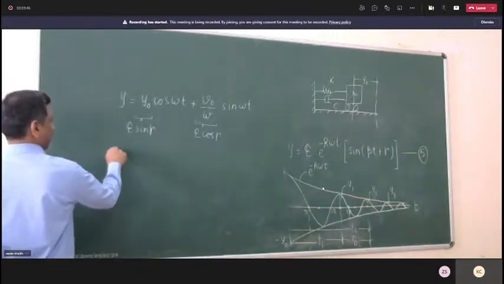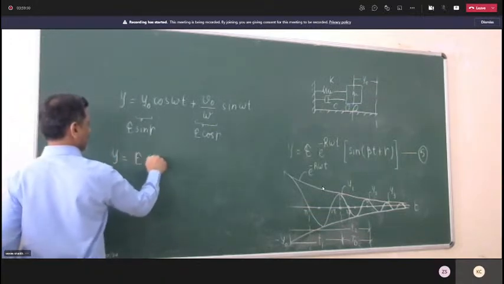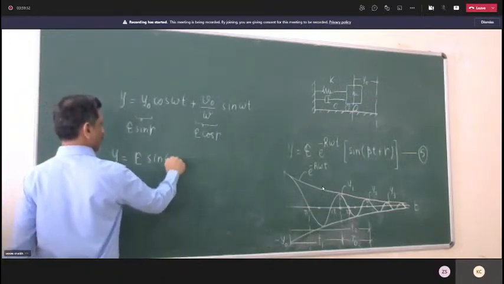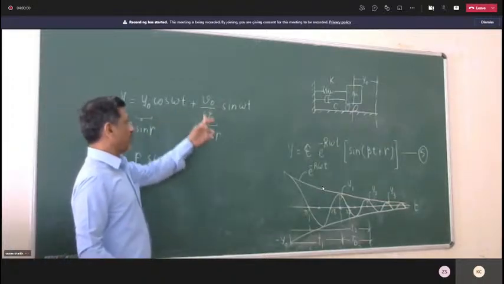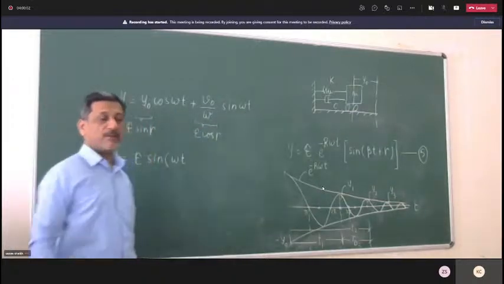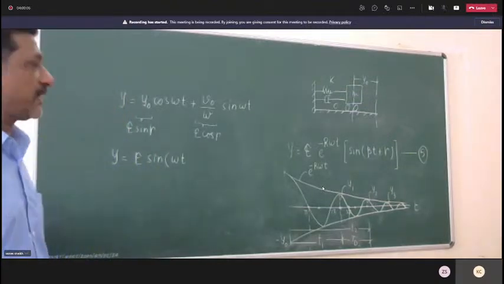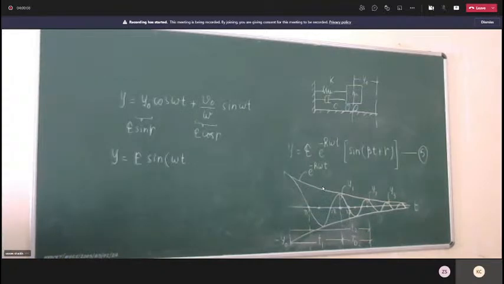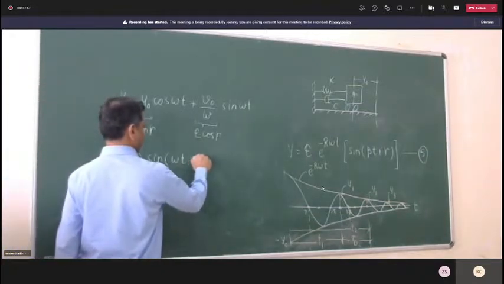And now you can say y is equal to E sin omega t. See, it is E sin gamma cos omega t plus E cos gamma sin omega t. Do it. Take E common. Do it in that assignment. So it is E sin(omega t plus gamma).